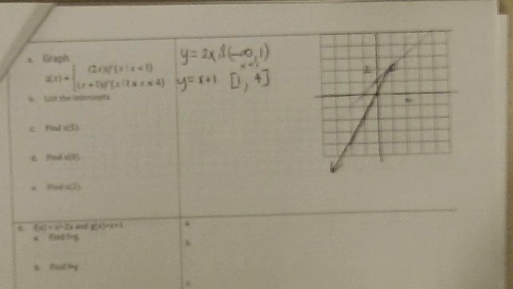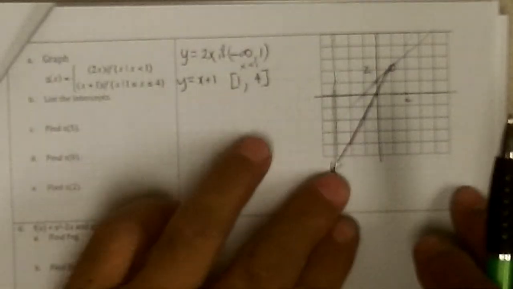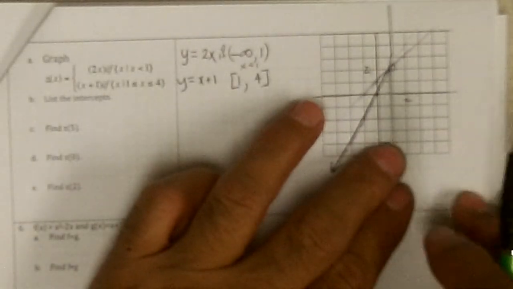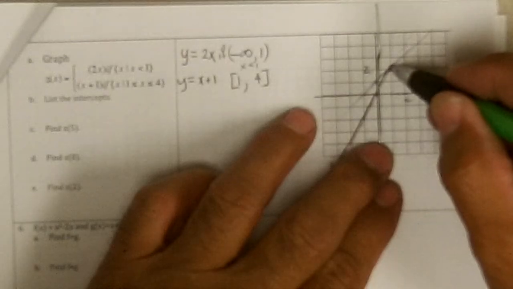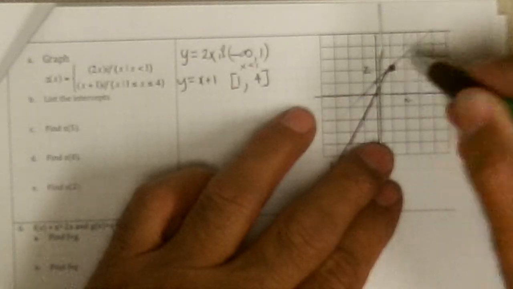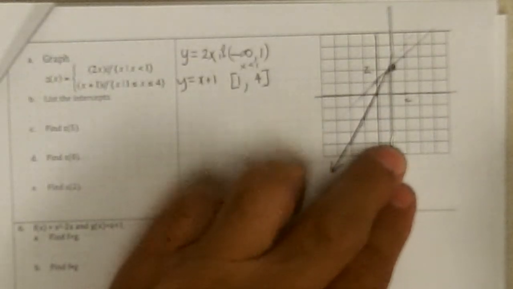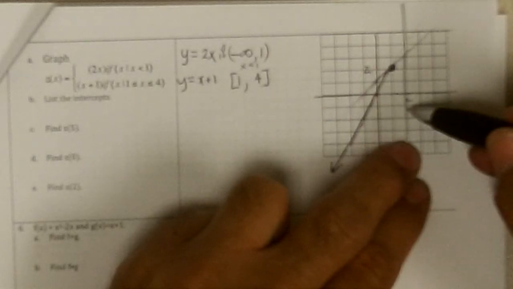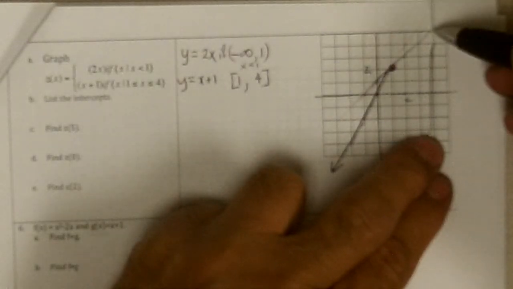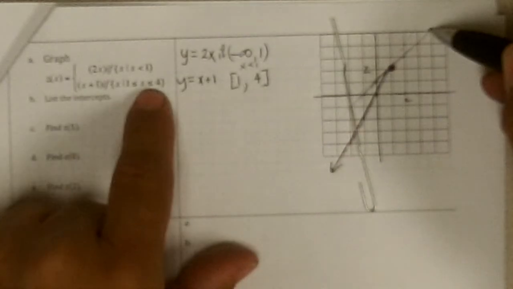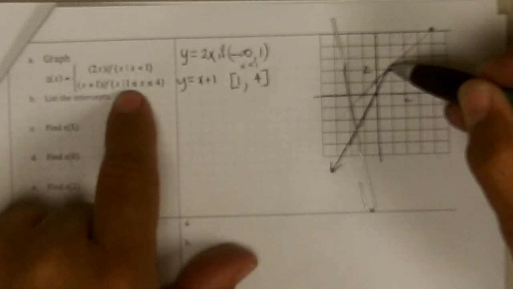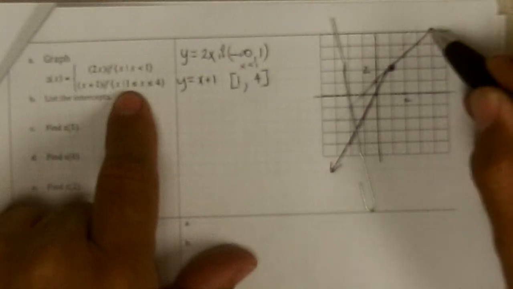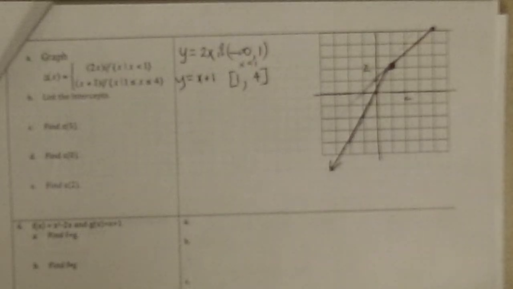But I get to only draw it from 1, including, well, that line would go right through there and it would fill in that open circle. So that open circle is gone. Up to 4. 1, 2, 3, 4. That would be to there. And it's a solid because it said equal, and everything in between. So that's a graph of the function.